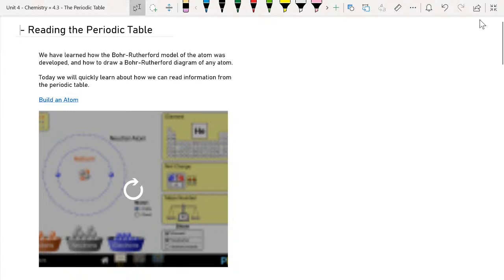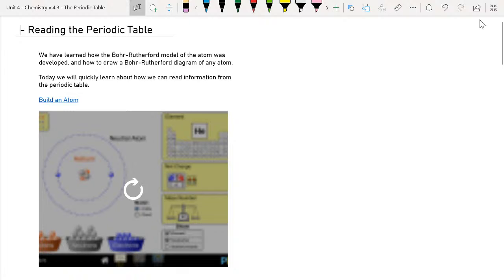You give gold more electrons, it's different, but still gold. You take electrons away, it's different, but still gold. You can add neutrons, it gets heavier, but it's still gold. You can take neutrons away, it gets lighter, but it's still gold. As soon as you add or take a proton away, it is a different atom altogether. That's the defining character. Does that make sense?